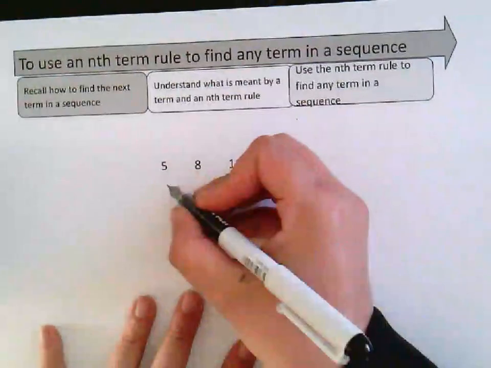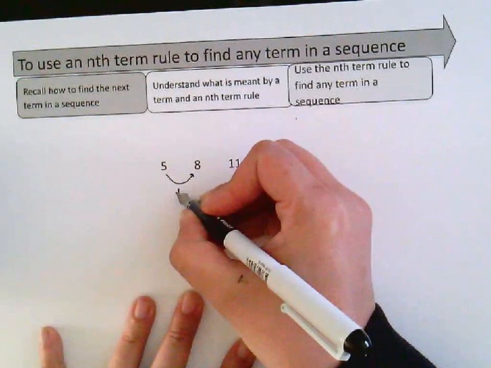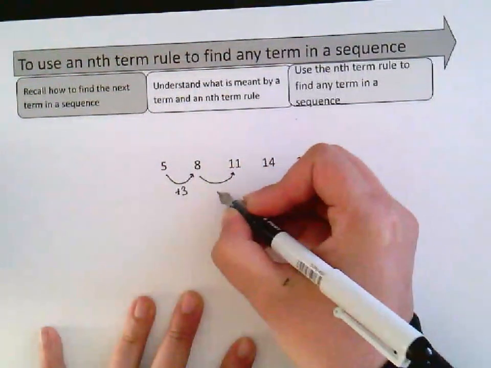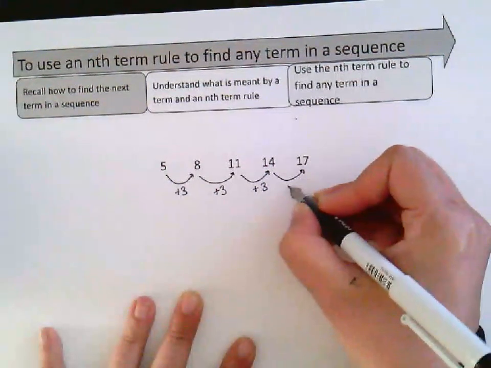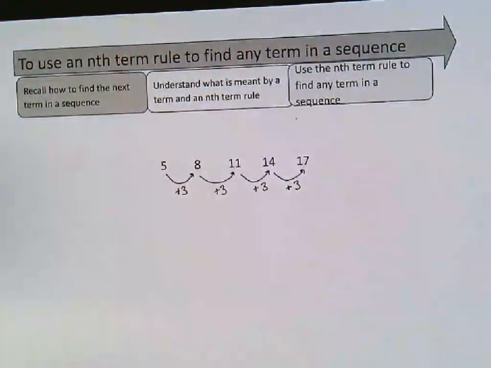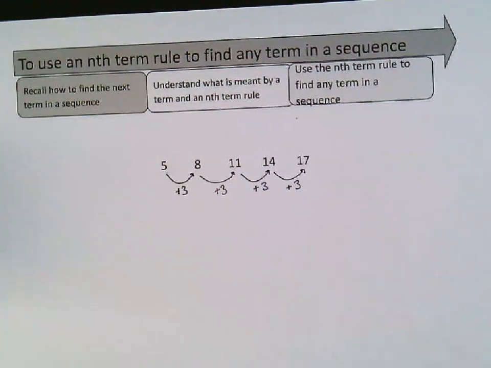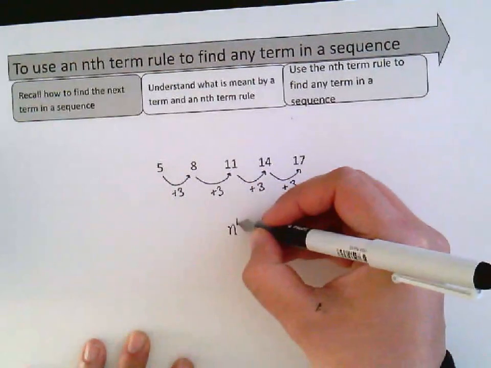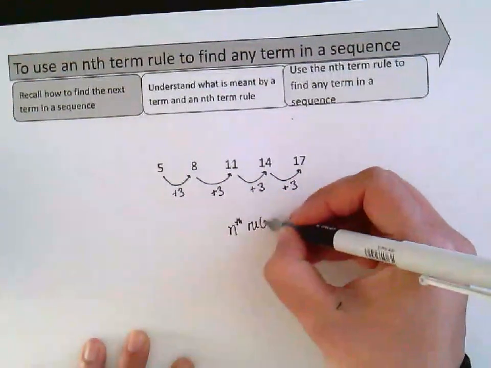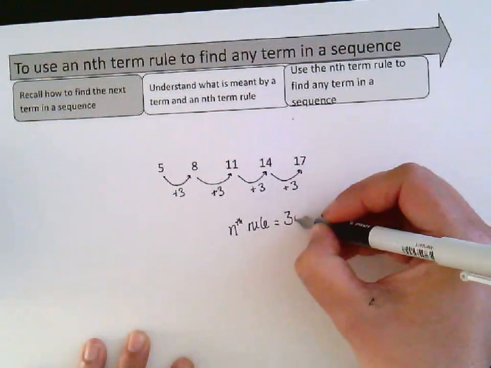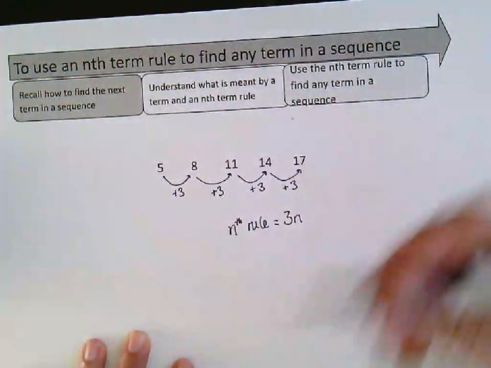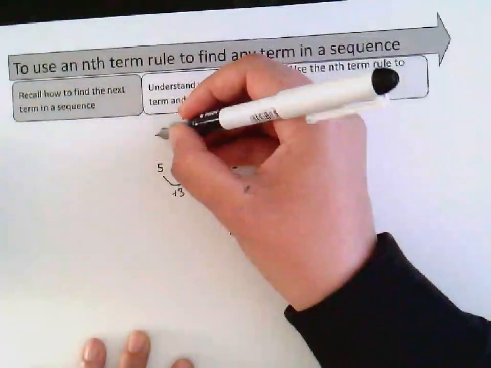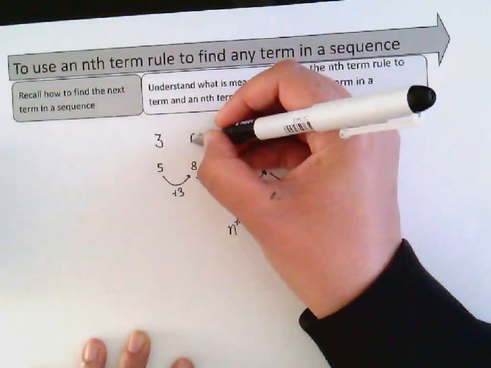So first of all, we find the difference. The sequence is going up by 3 each time. This means it's a linear sequence. So my nth term rule will start with 3n. Because the 3 times table creates your gap of 3. I now write my 3 times table above my sequence.